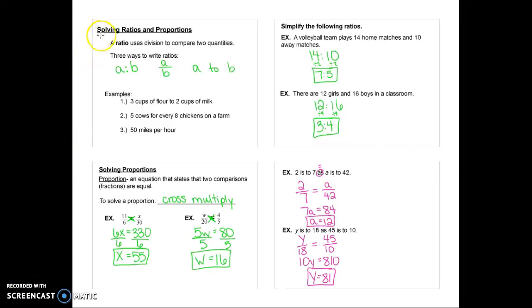Okay, these notes are solving ratios and proportions. This is your concept number 8. So this is the final concept before you take assessment number 2.